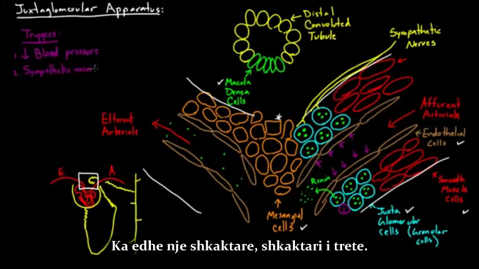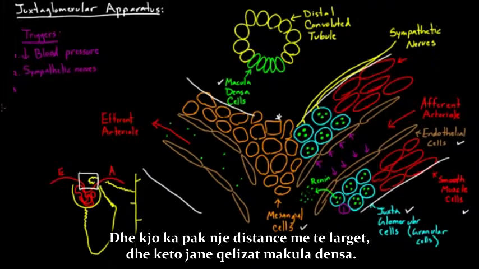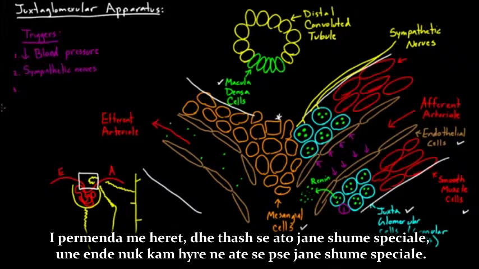Now, there's one more trigger, the third trigger, and this one is actually a little bit of a distance away. It's the macula densa cells. I mentioned them earlier, and I said that they're special, and I haven't really gotten into why they're so special. So let me tell you right now.